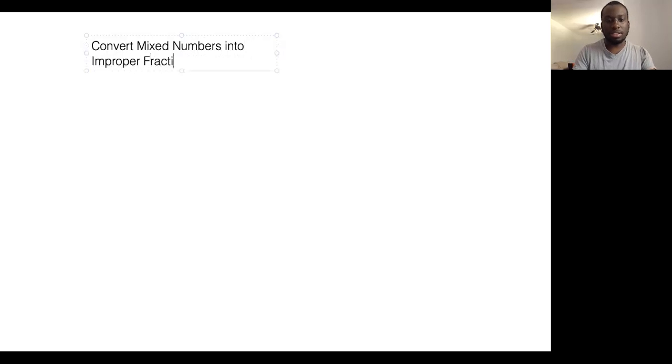So, like I said, today we're going to really focus on converting mixed numbers into improper fractions. And I'm going to write that on the top. Today we're going to convert mixed numbers into improper fractions. And I'm going to move all of this so it can stretch out.